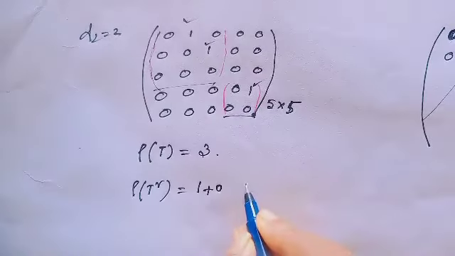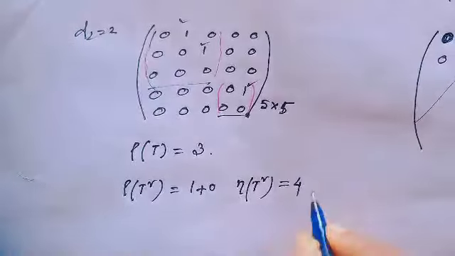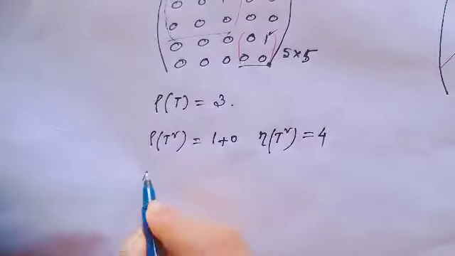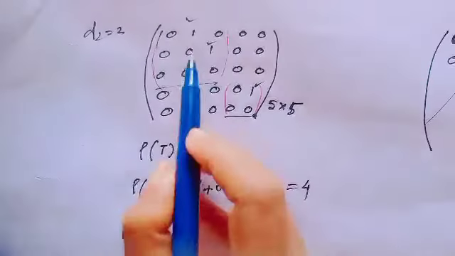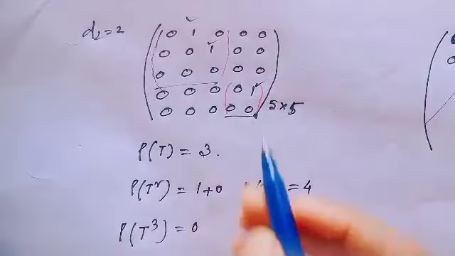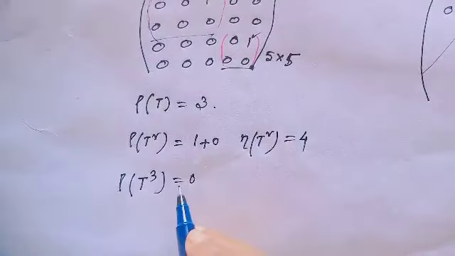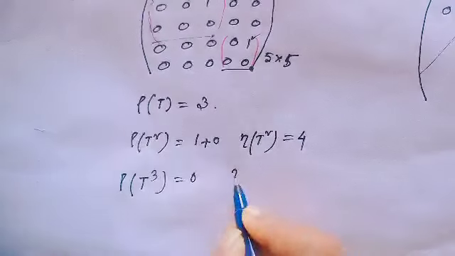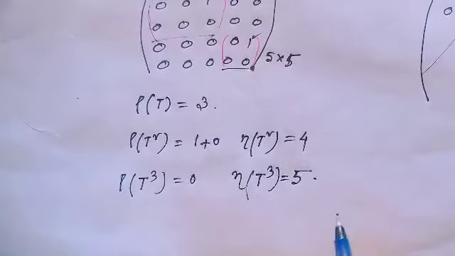Therefore, null T square would be 4, 5 minus 1 equal to 4. And rank of T cube would be, for this block 2 would be reduced. That means this would be 0. Also, here also would be 0. That means rank of T cube would be 0. That means null T cube would be 5.